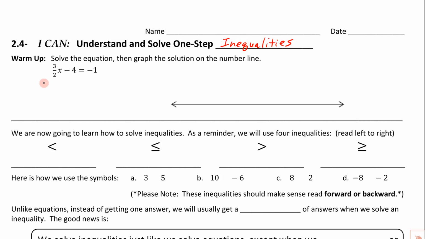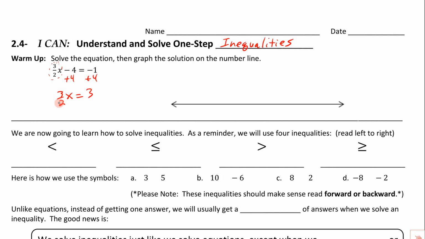We're going to use the same type of skills here. In the warm-up, we're going to solve the equation, then graph the solution on the number line. So here's the variable term. We're going to isolate that first, so we're going to get rid of the 4 by adding 4. So we get 3 halves x on this side, and over on this side we've got -1 plus 4. That's going to be a positive 3. Remember, they're different signs, so we're going to find the difference.